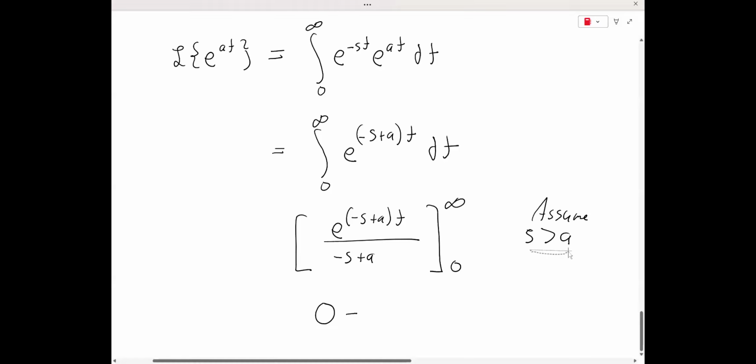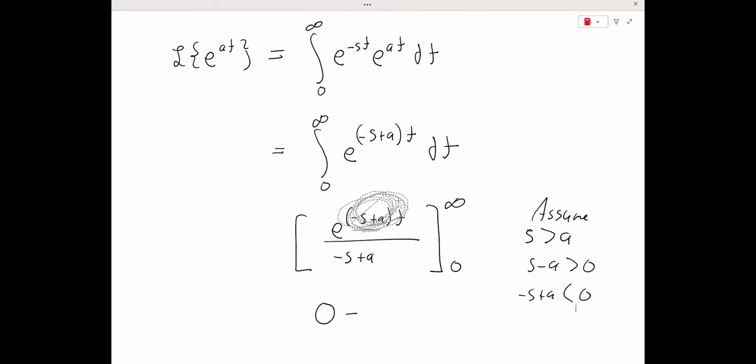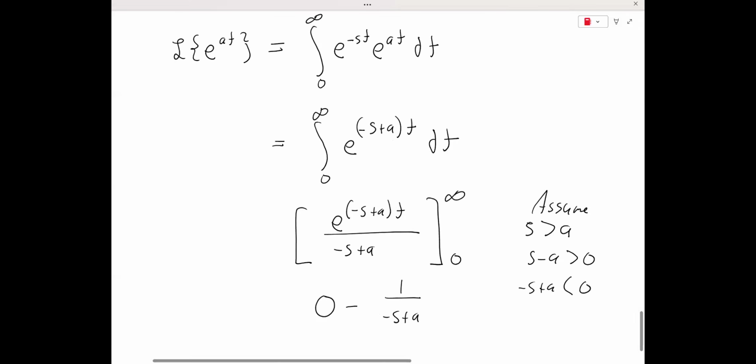Here's the way to think of it. If I assume s is greater than a, that means s minus a is greater than 0. So that means negative s plus a is less than 0, so assuming this is negative here. And what would I get if I put in 0? If I put in infinity, I get 0. If I put in 0, this is just 1, right? That's just 1 up here. So you get 1 over negative s plus a, like that.